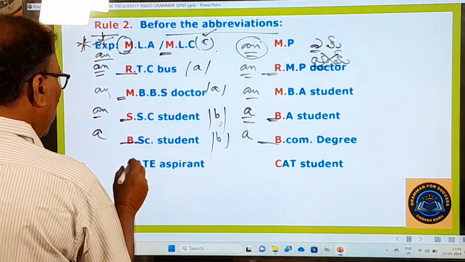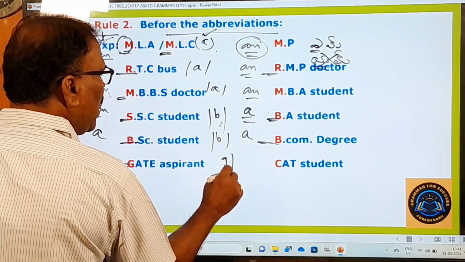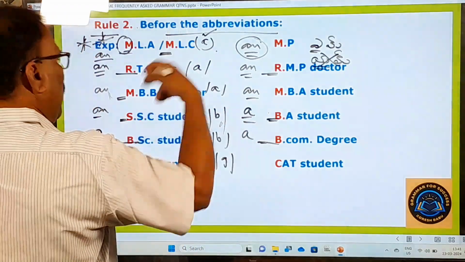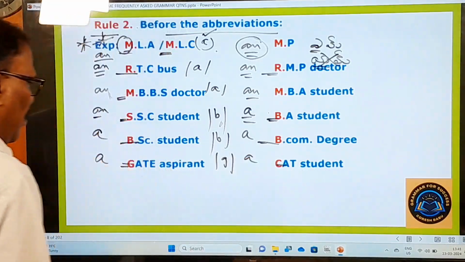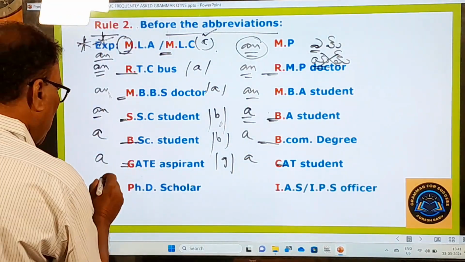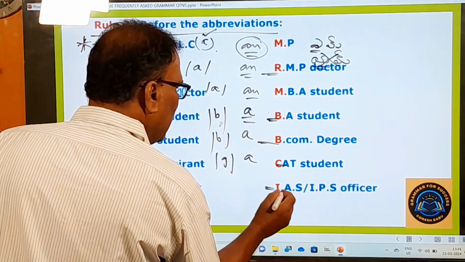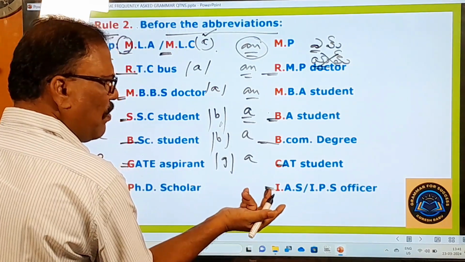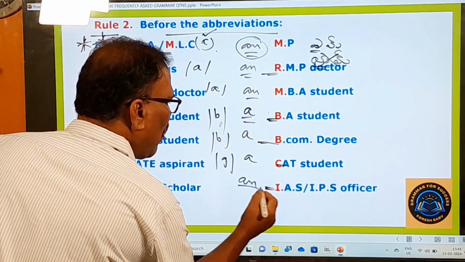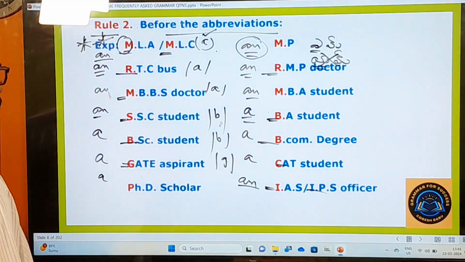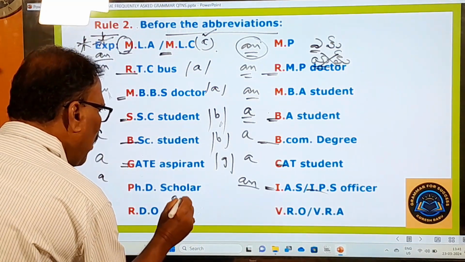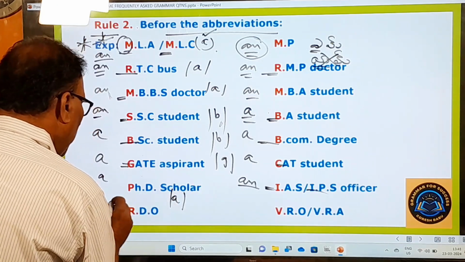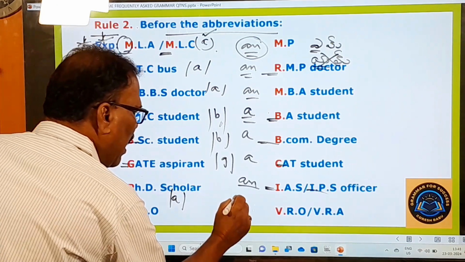Right. Gate. Ga is a consonant sound both in Telugu and in English. That's why a GATE aspirant, a CAT student, a PhD scholar. And see, I is always a vowel sound. That's why an IAS officer, an IPS officer. Anything else? An RDO.